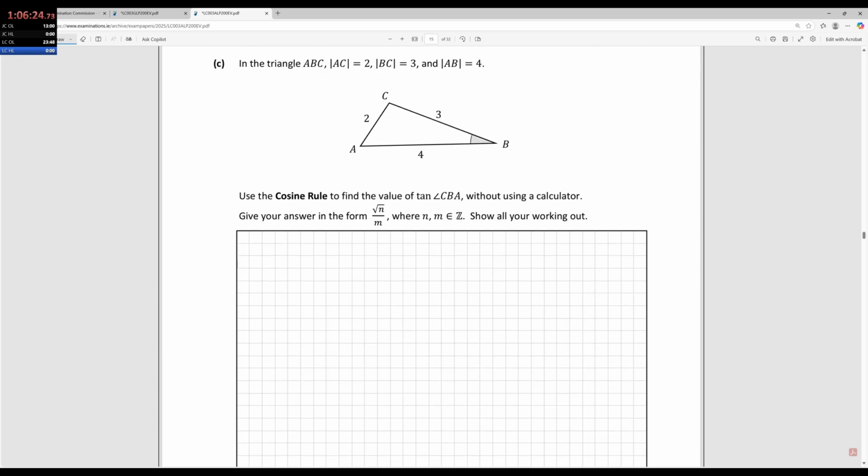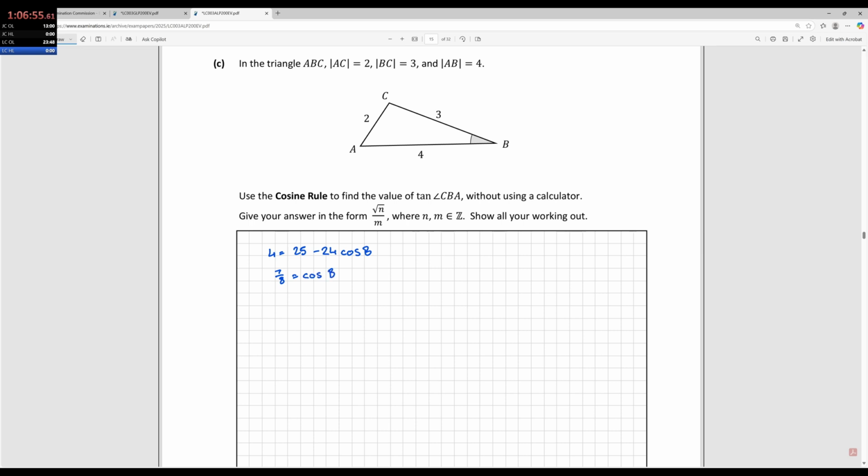In the triangle, that's 2, that's 3, that's 4. Use the cosine rule. They told you to find the value of tan without using a calculator. How bizarre. So what we would say is 4 is equal to 25 minus 24 cos B, and then that would be minus 21, so that would be 7 over 8 is what cos B is.